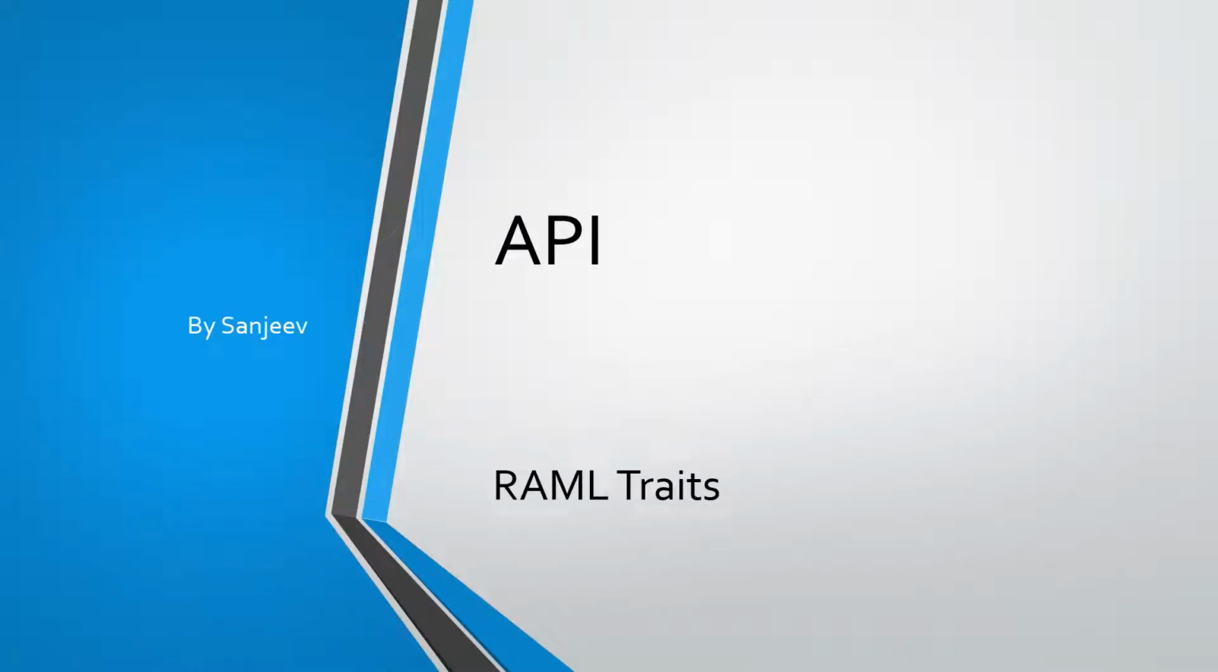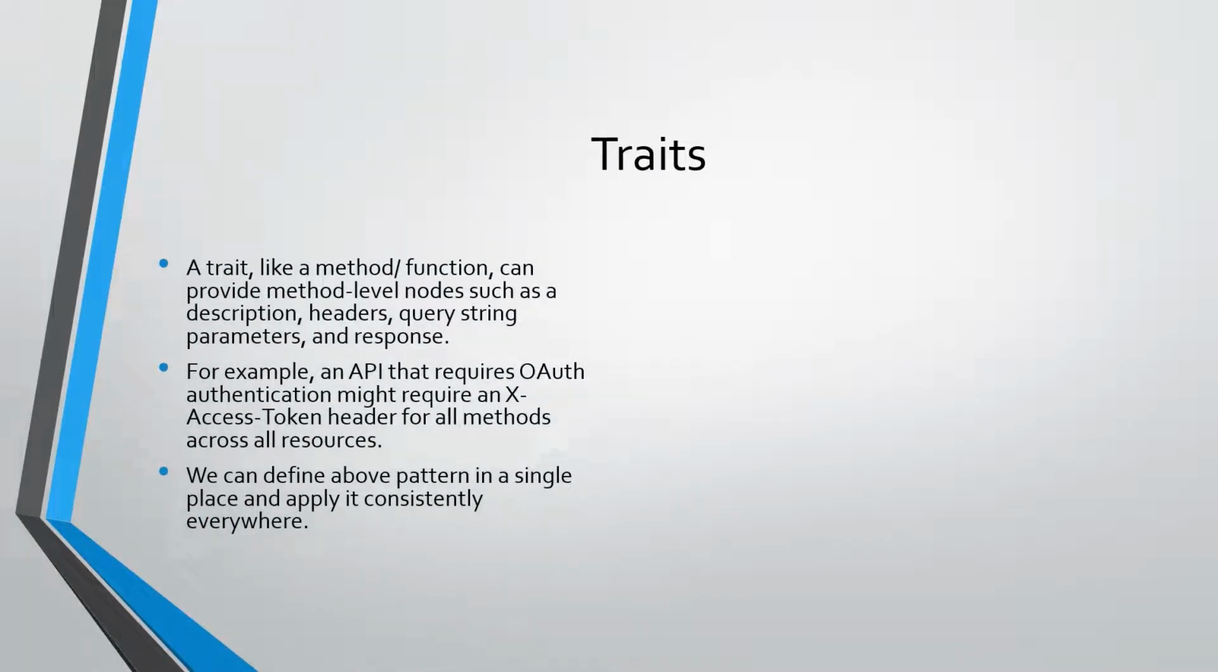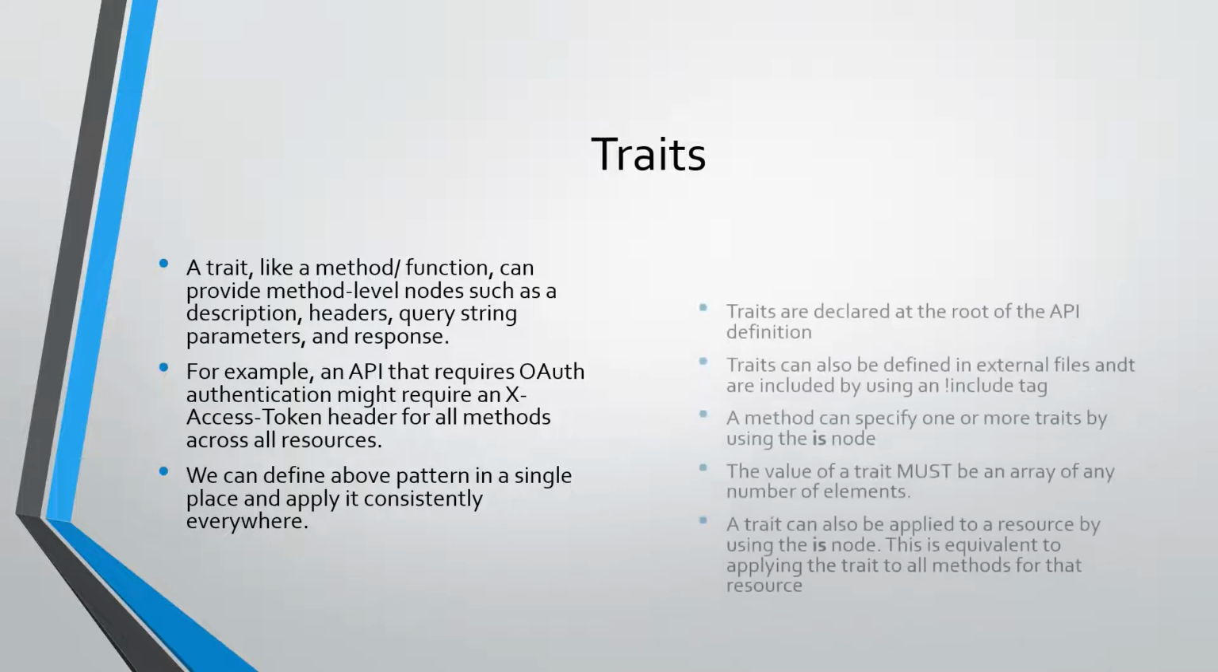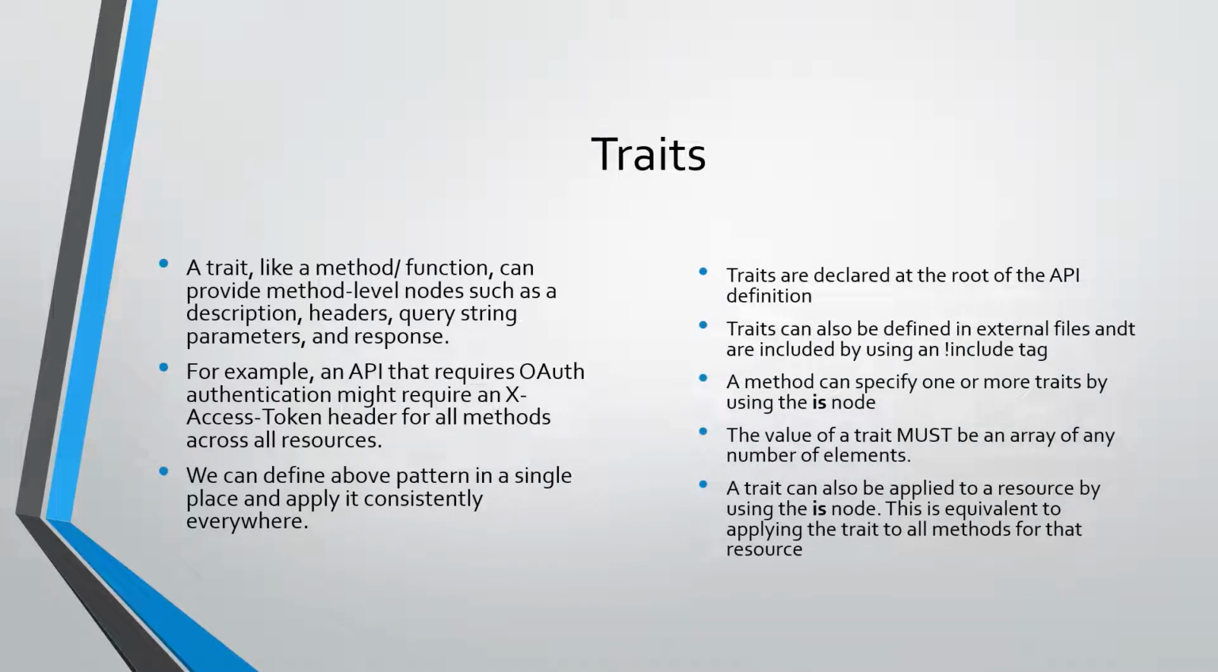In this video, I'm going to explain how to simplify a RAML specification using threads. A thread is like a method or function that we can apply at API method level. For example, an API requires OAuth authentication. Then we might require access token header for all methods. Instead of defining access token header for all methods, we can define header at a single place as a thread. Then we can apply this thread to all the API methods consistently. In Design Center, I will show you how to define the threads and how to use the threads in API specification.